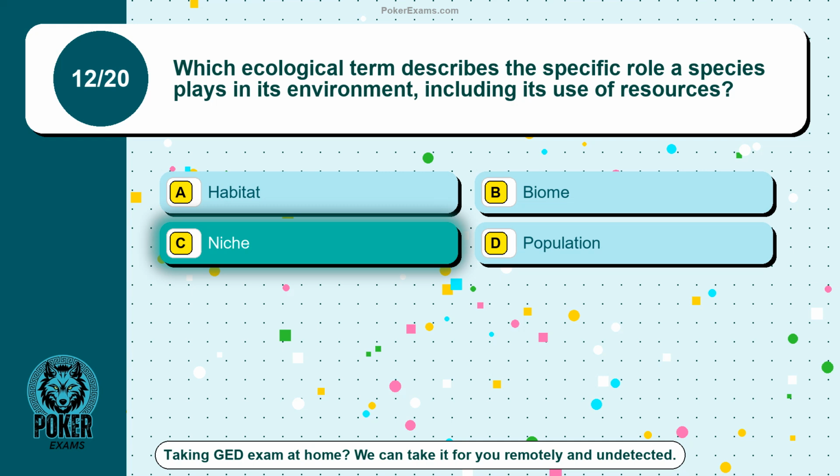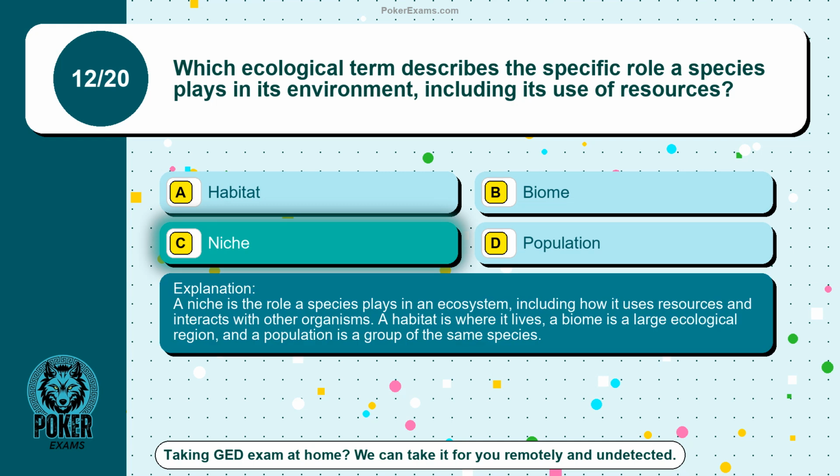The correct answer is option C, niche. A niche is the role a species plays in an ecosystem, including how it uses resources and interacts with other organisms. A habitat is where it lives, a biome is a large ecological region, and a population is a group of the same species.